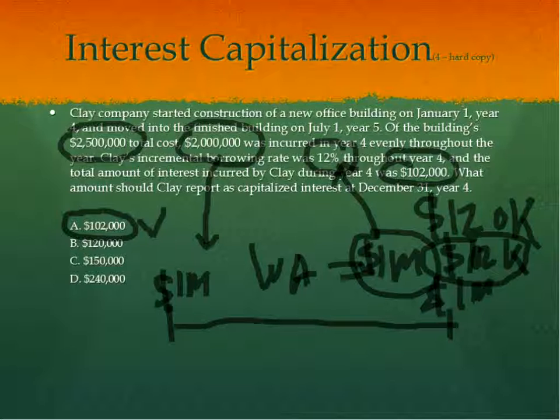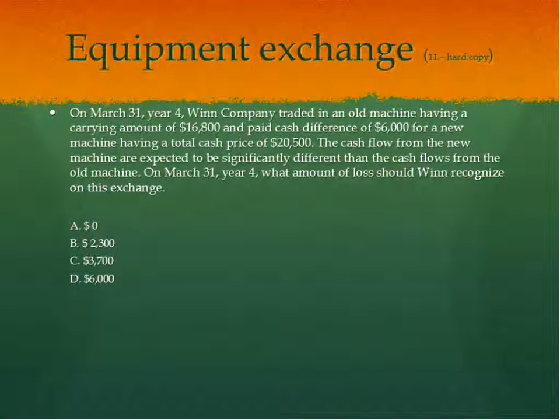Now, moving on to the next question, I wanted to go over an exchange question. So we have March 34, Wind Company traded in an old machine having a carrying amount of 16.8 and paid a cash difference of 6,000 for a new machine having a total cash price of 20.5, right? And the cash flows from the new machine are expected to be significantly different from cash flows from the old machine. So that means there was commercial substance here, so we can recognize gain-loss right away. What amount of loss should Win recognize on this exchange? So the rule is loss, we can recognize the whole thing right away.